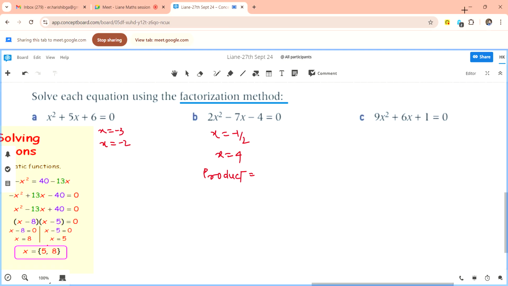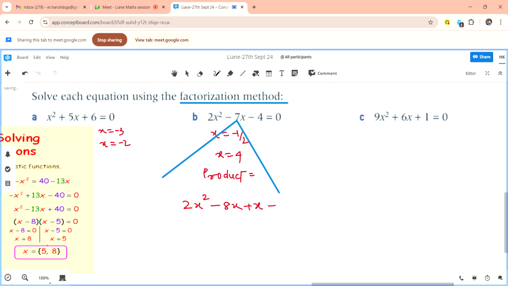So how do you split the -7? I mean, we need to split the -7 in the middle term, x and -8x. I said it just now. x and -8x. Yeah, okay.